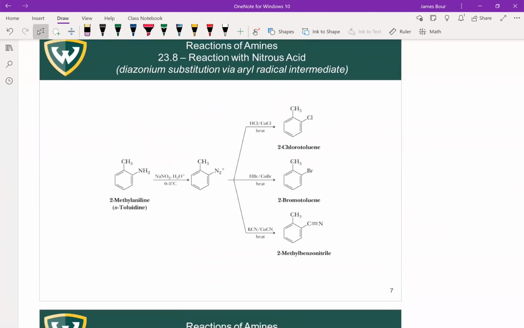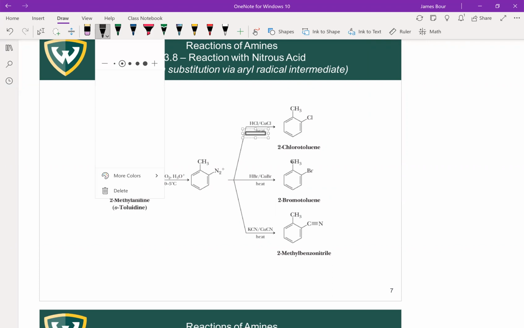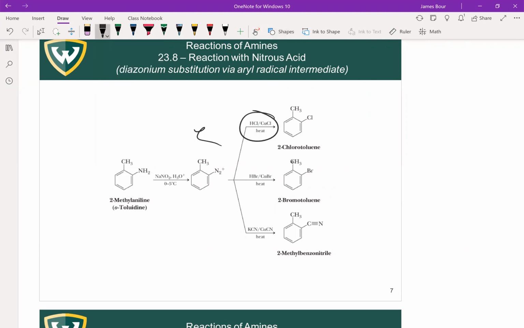Some other reactions of diazoniums are with copper metals. Copper chloride, we'll put a chlorine there. Copper bromide, we'll put a bromine there. And copper cyanide, we'll put a cyanide there. And these are all important synthetic transformations, and they require the corresponding copper salt. You need to know that these copper salts can generate the corresponding halides and cyanides.